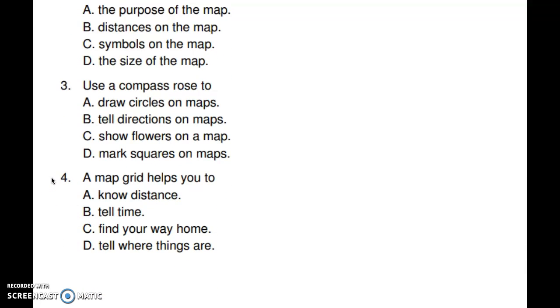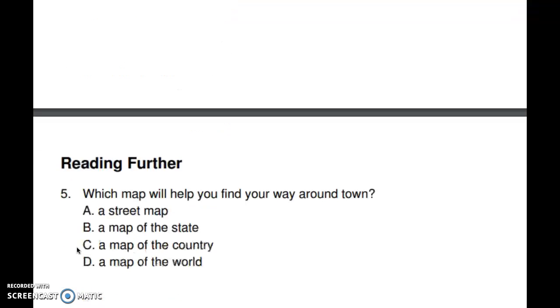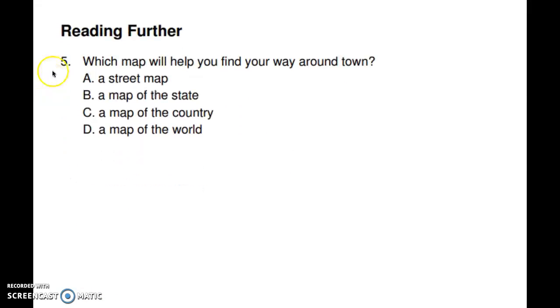Number 4, a map grid helps you to A, know distance, B, tell time, C, find your way home, D, tell where things are. Number 5, which map will help you find your way around town? A, a street map, B, a map of the state, C, a map of the country, D, a map of the world.